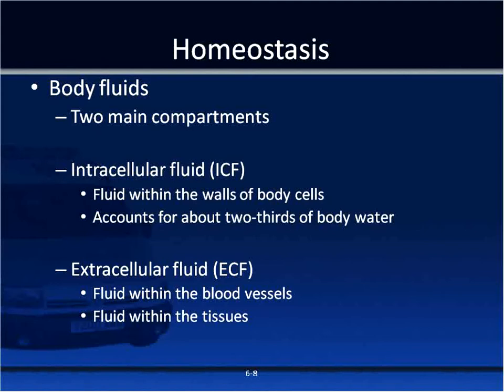The remaining 1/3 or so of body water is found in the extracellular fluid, ECF compartment, which is the fluid outside the body cells. Extracellular fluid includes the fluid within the blood vessels, the intravascular fluid, such as plasma, and the fluid within the tissue, the interstitial fluid. The cell membrane is the division between the intracellular and extracellular compartments. To maintain homeostasis, water and the substances dissolved or suspended within it are exchanged between the intracellular and extracellular compartments.